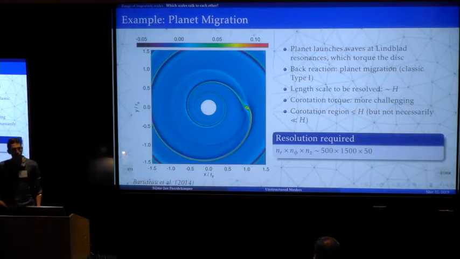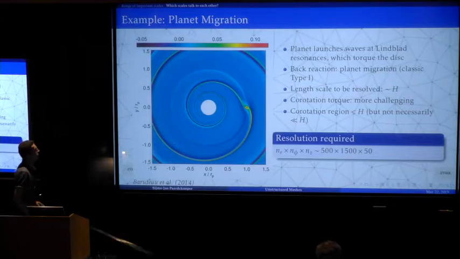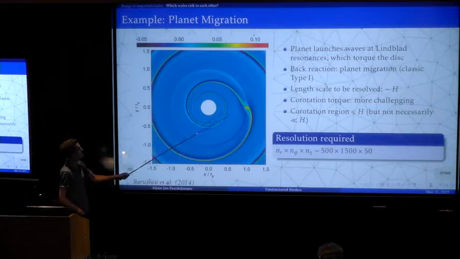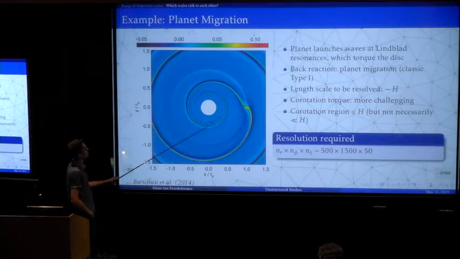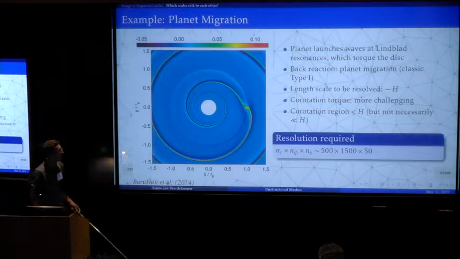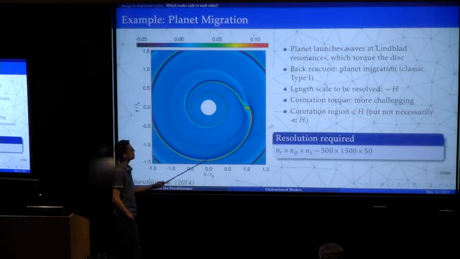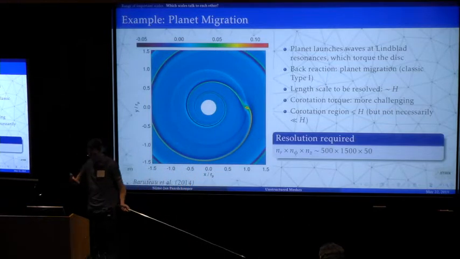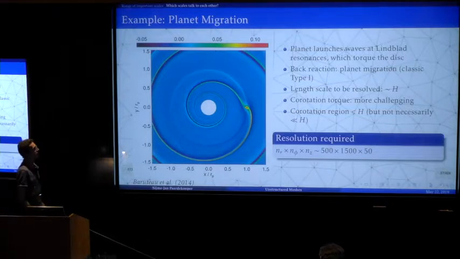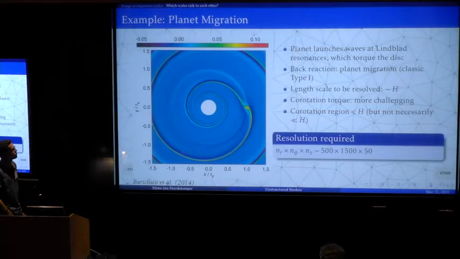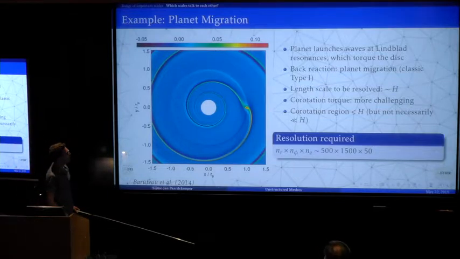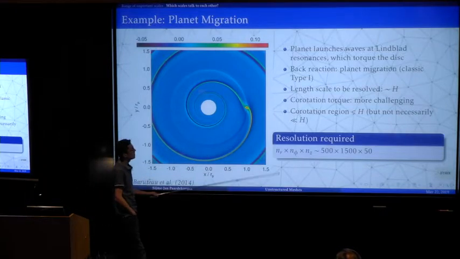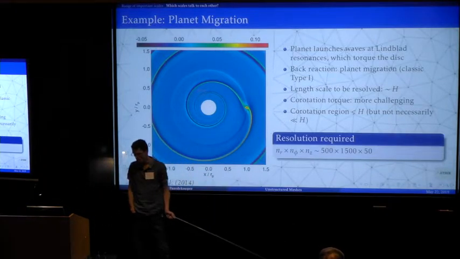So let's look at planet migration. As has been said many times already, if we embed a planet in a disk, it launches waves at its Lindblad resonances, and these waves carry angular momentum. If they dissipate their angular momentum, they torque the disk, and the back reaction leads to planet migration. If we consider only these waves, that is about as clear a case of classic type 1 migration as you can get. If we want to calculate torques and migration rates, the length that needs to be resolved for these waves is roughly the scale height h. So it's not too bad.